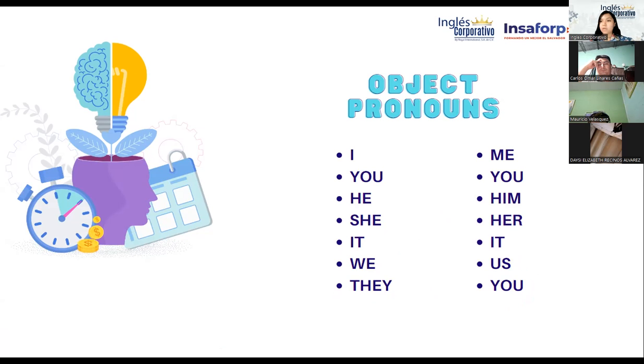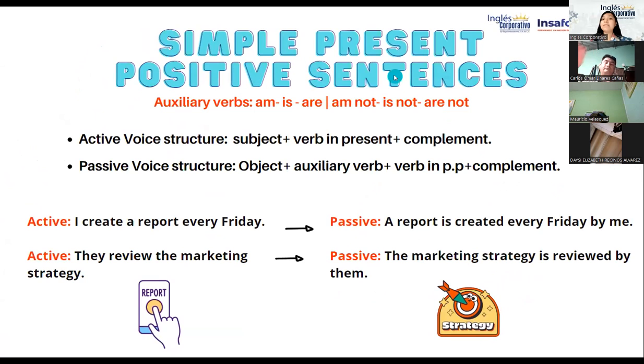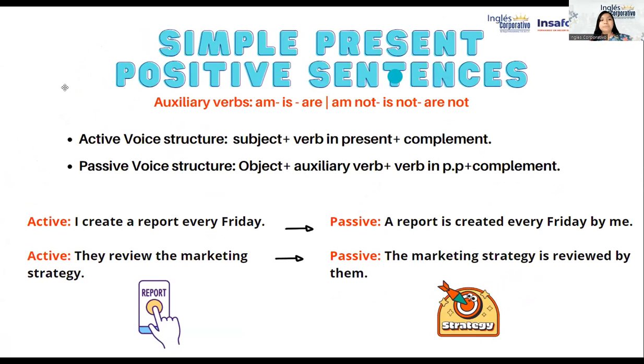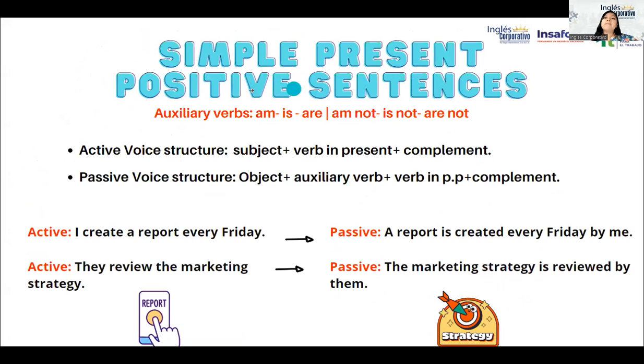Object pronouns. So now we are going to start with the simple present tense. But pay attention, guys, because this is very important. With the simple present positive sentences, we use auxiliary verbs when we talk about passive voice. And you will see that we make a mix of everything. So when we talk about the simple present tense, those auxiliary verbs could be am, is, or are.